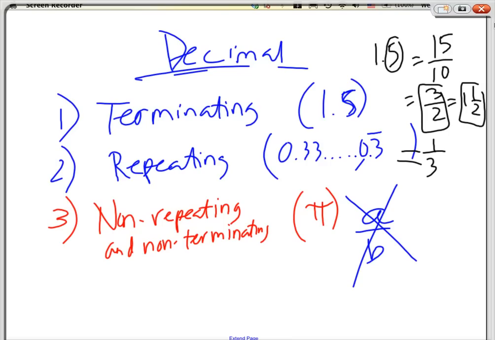So I want you to keep those three types in your head right now, and we'll start with our number systems. Any questions so far on the three types of decimals? Are we good with those? Okay, good. So now I'm going to jump right into our number systems today.